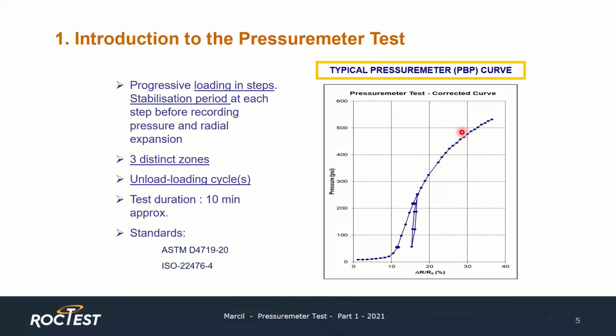This sequence of loading may vary depending on the type of pressure meter, the type of ground, and depending on which standard is followed. Unload and reload cycles are often performed. Typically, a test lasts 10 minutes. Note that other special tests can be performed, like creep tests. At the bottom left, you can see the reference numbers of standards about pressure meters.